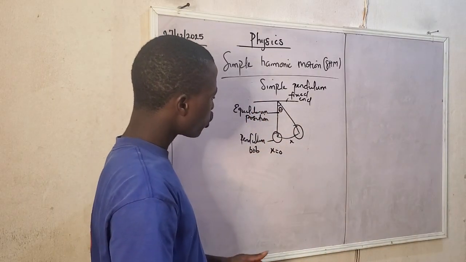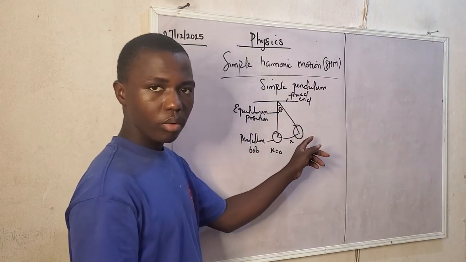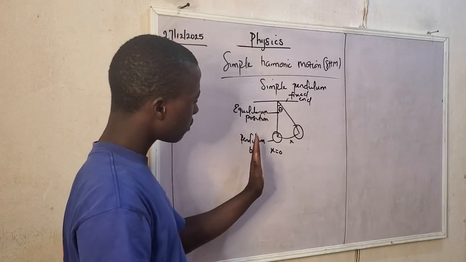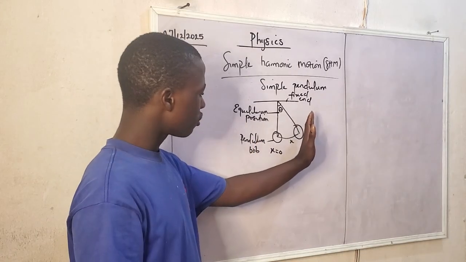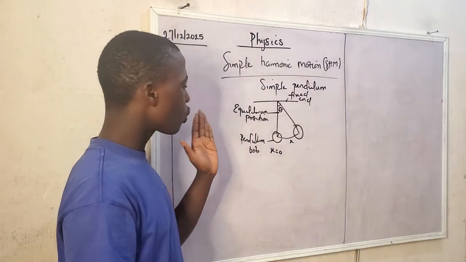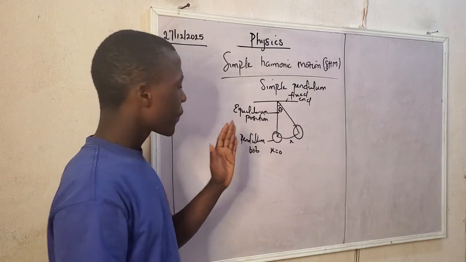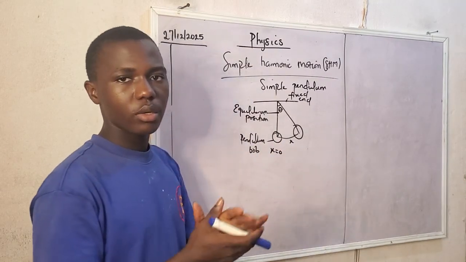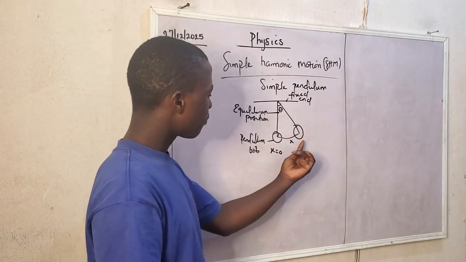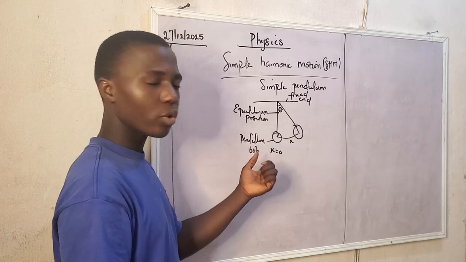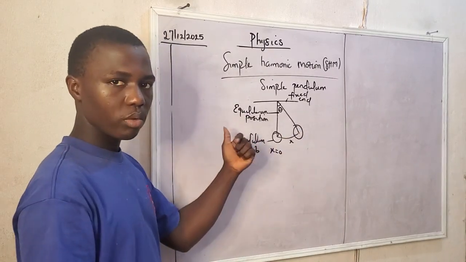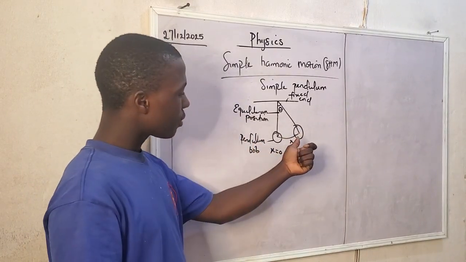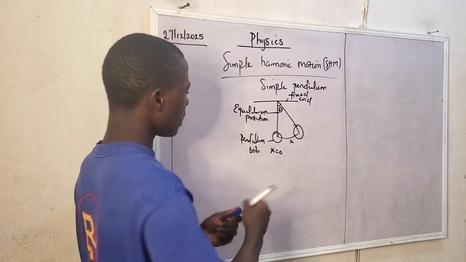Now there is a force which tends to pull this pendulum bulb backward. When the pendulum bulb is displaced, there is a force which tends to pull it backward towards the equilibrium position, and that force is known as the restoring force. It pulls the object backward towards the equilibrium position, and note it goes beyond the equilibrium position. That tendency to go beyond the equilibrium position is what we call inertia.